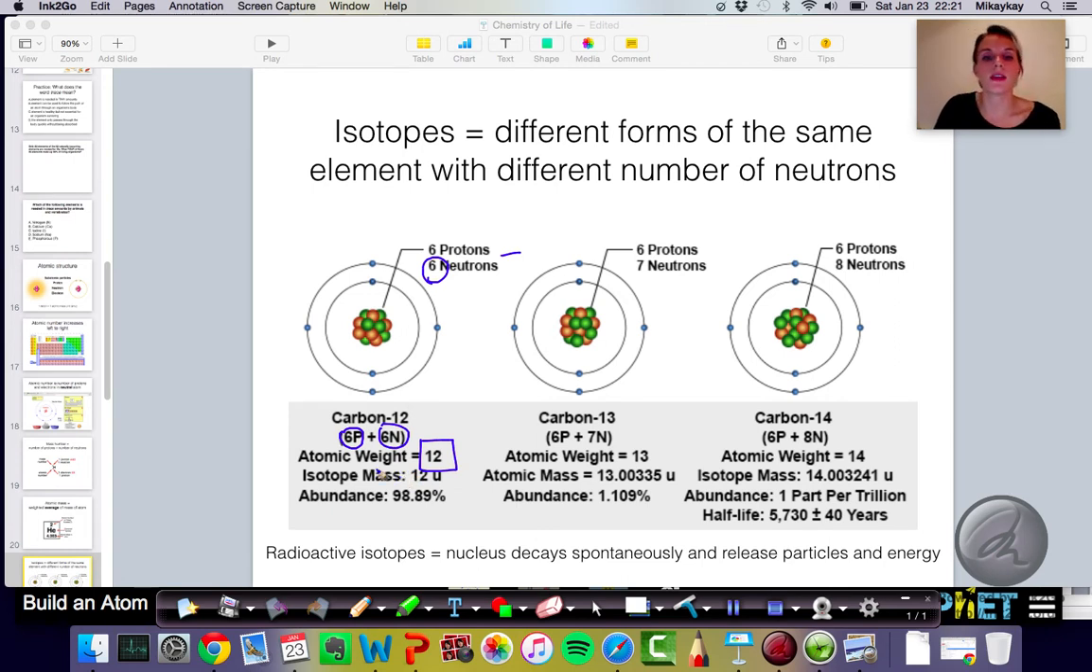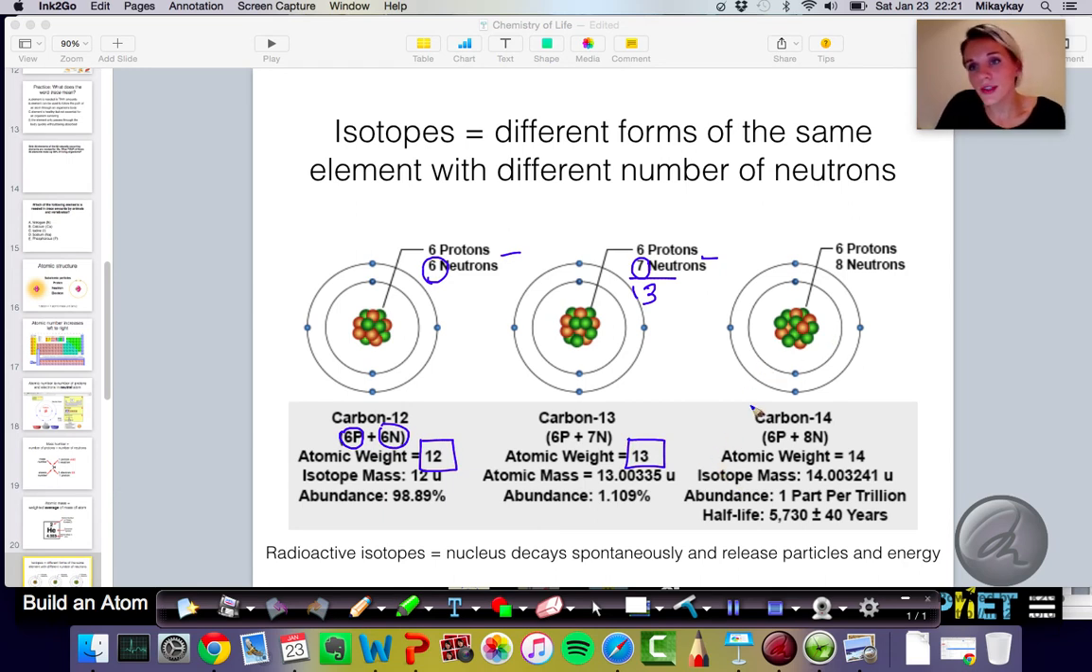Pretty straightforward. Turns out, though, carbon can actually exist in a slightly different form, where it has, again, the same number of protons as before. It has those 6 protons, but this time it has 7 neutrons. 7 neutrons, right? And so if we add those together, that gives us 13, right? And so we see that this isotope, this different form of carbon, has an atomic mass of 13.